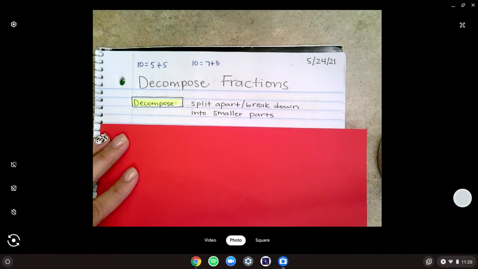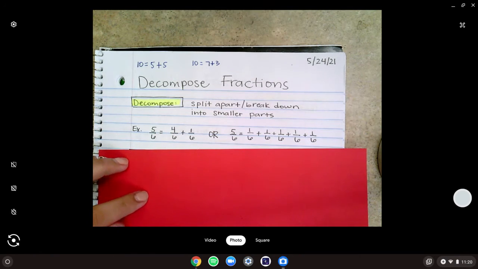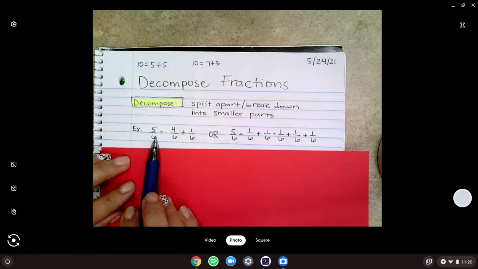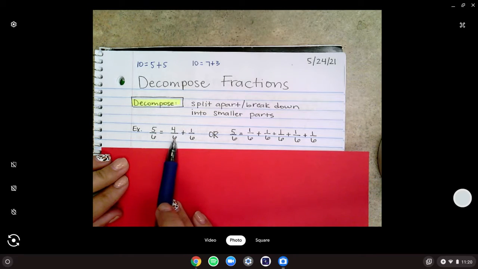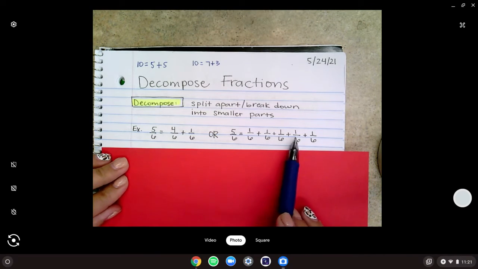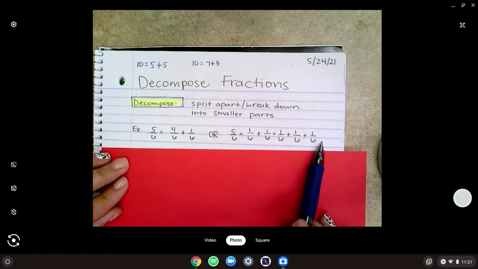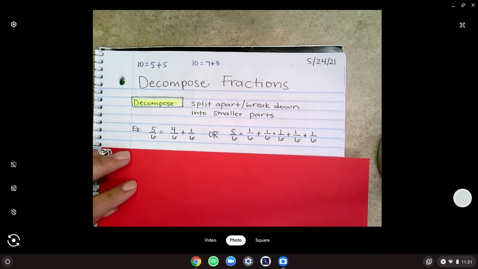So let's start with our definition. Decompose means split apart or break down into smaller parts. Remember, you can always pause the video if you need more time. Here's an example. We can have our fraction of 5/6. We can decompose that to say 4/6 plus 1/6. Okay, I split my 5/6 into a group of 4 and a group of 1. Or I could say 5/6 is really 1/6 plus 1/6 plus 1/6 plus 1/6 plus 1/6. I split it into groups of 1, 5 times. So all we're doing is splitting our fractions into smaller groups.